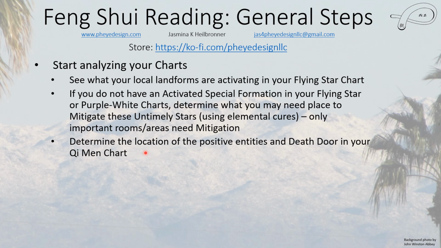You then need to determine the location of the positive entities. I mean, there's positive doors, positive stars, and positive spirits in the Chiman chart, but you also have the death door. So you need to know where that is. It's not good to have your death door at your main door or in the location of your kitchen or the bedroom of the owners or your home office, of course. Now, the death door is useful, but only for certain things and really just for breaking bad habits. Otherwise, the death door is problematic because you can break good habits also.